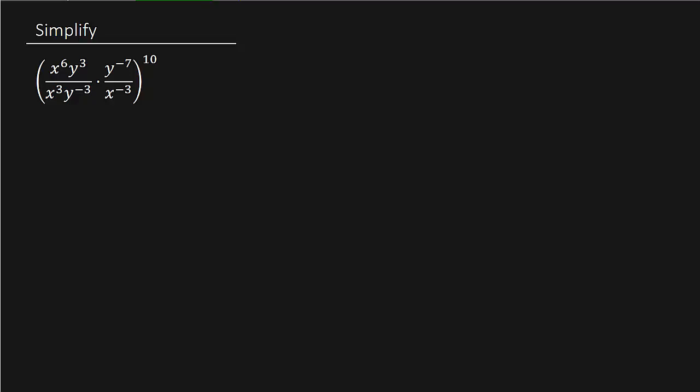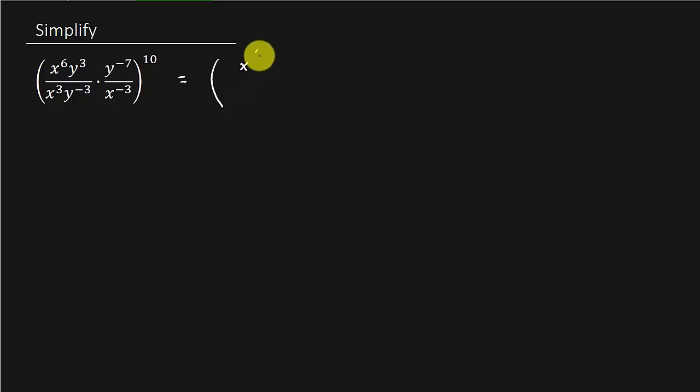So what I like to do when I have an exponent out here is work inside the parentheses and simplify all that as much as possible. When you simplify, you want all your exponents to be positive. So don't worry about whether your exponents are positive or negative until the end.